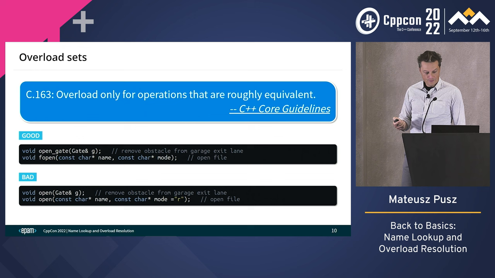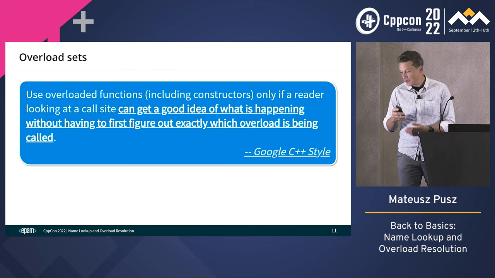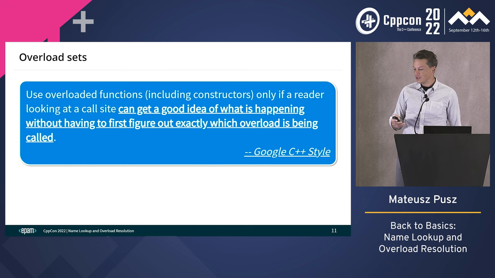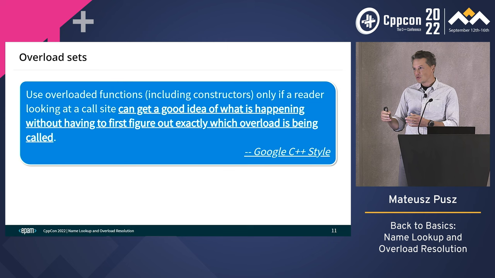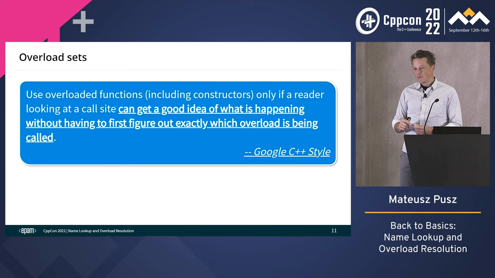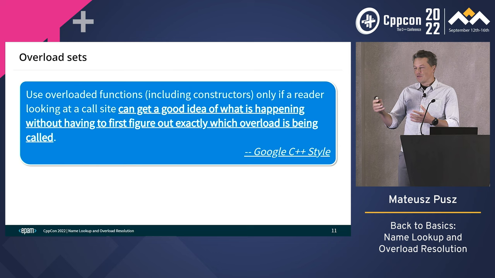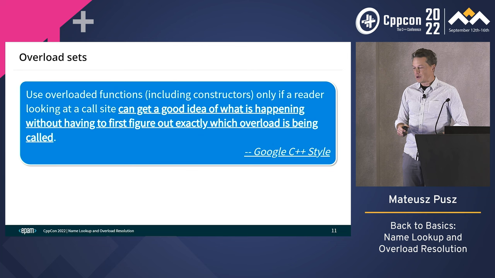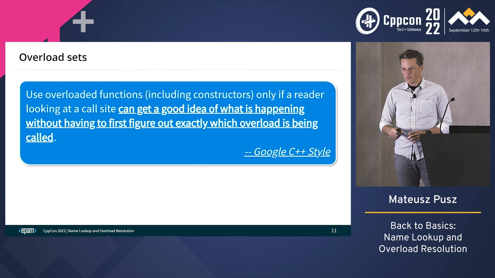Because the rule from the Google C++ style says to basically use overloaded functions only if a reader looking at a call site can get a good idea of what happens with this function call without actually trying to figure out which of the overloads is being called. If you type print, you want things to be printed. And you don't want to reason about which of the overloads will be selected, because your behavior will be different and you have to account for that in your code. So you want to have the same, let's say, side effects for each of the calls.